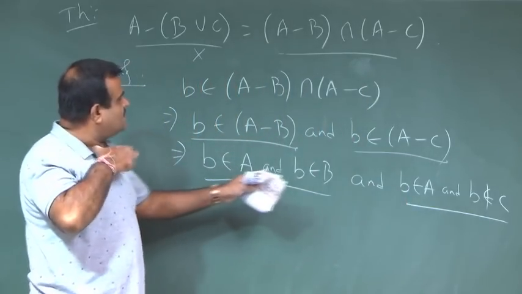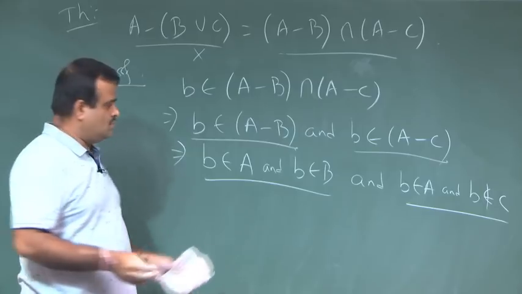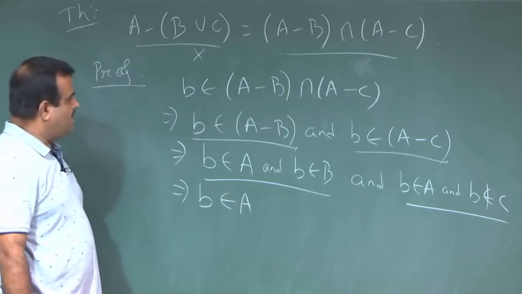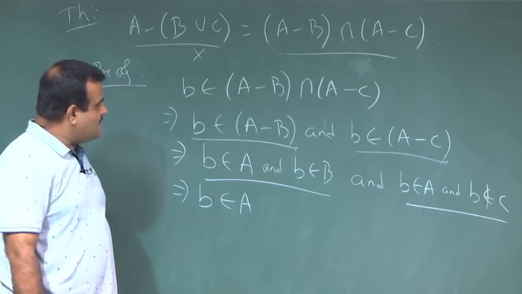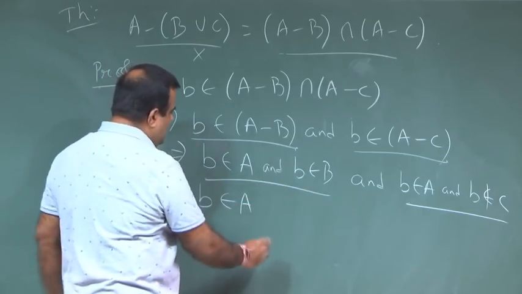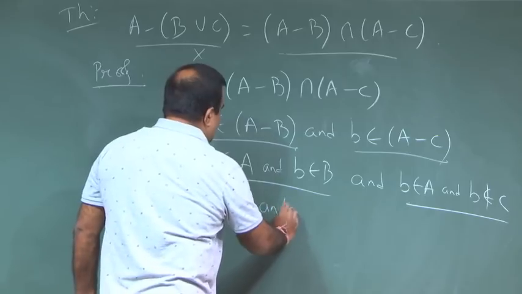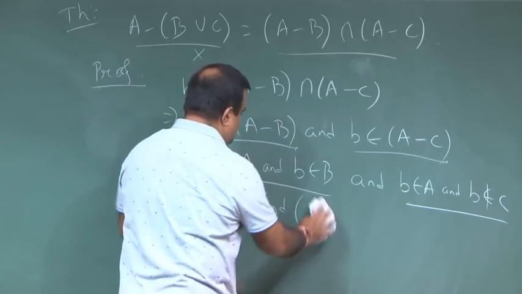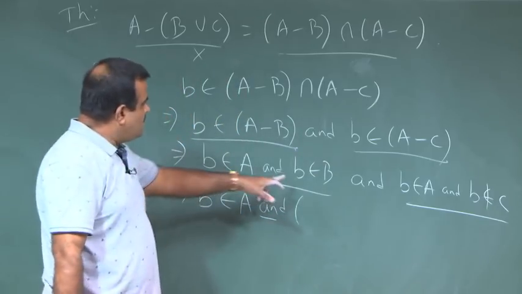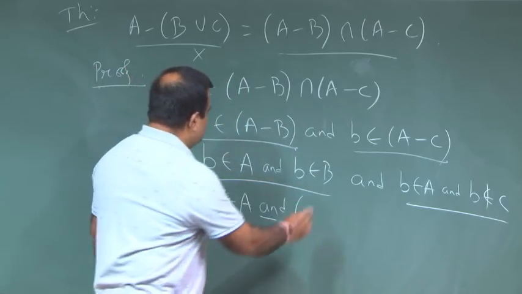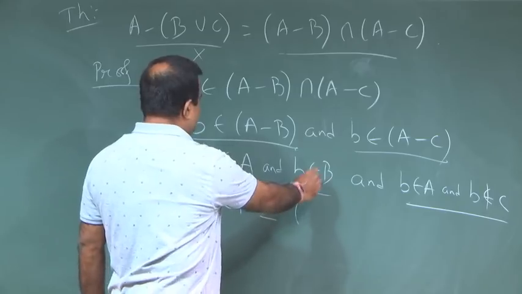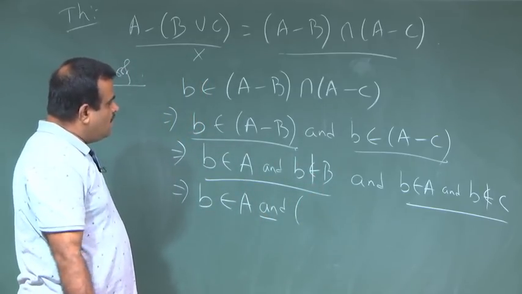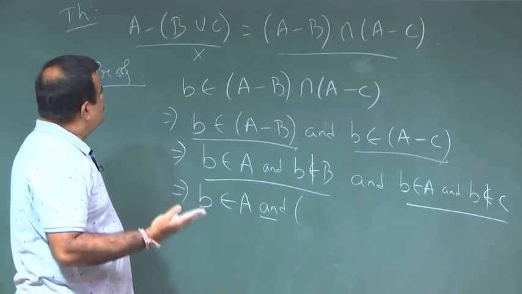Now, in both the cases b belongs to A, no doubt. So, b belongs to A, and if you combine these, it will give us, sorry, this is b does not belong. So, b does not belong to B and b does not belong to C.